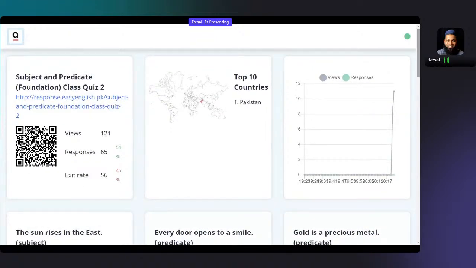Just remember that the second quiz is actually about subject and predicate both. So in some questions you might have to identify the subject, and in some sentences you might have to identify the predicate in it. So just make sure that you read it carefully before selecting anything.